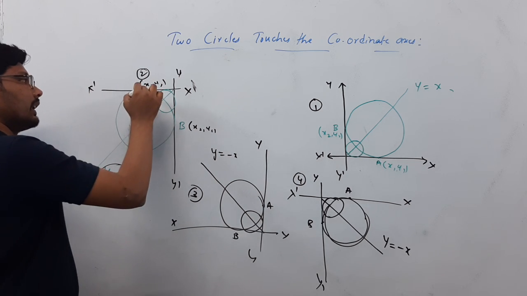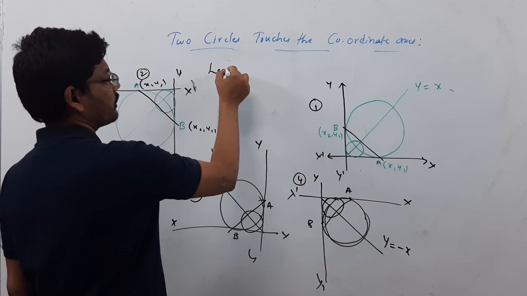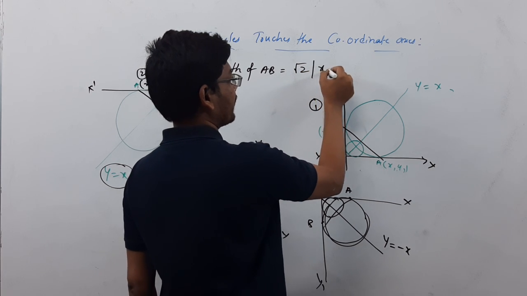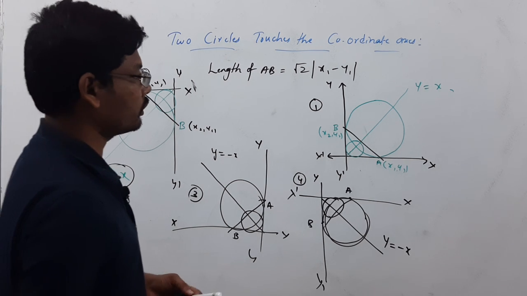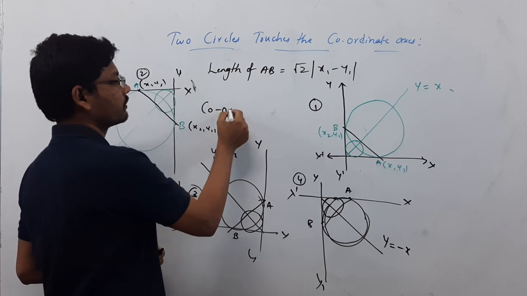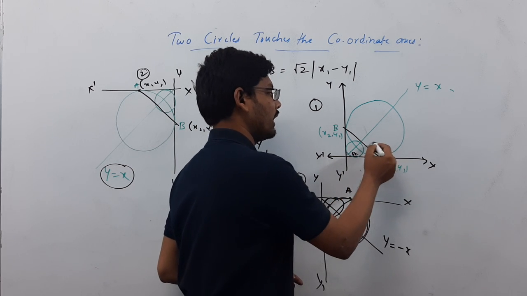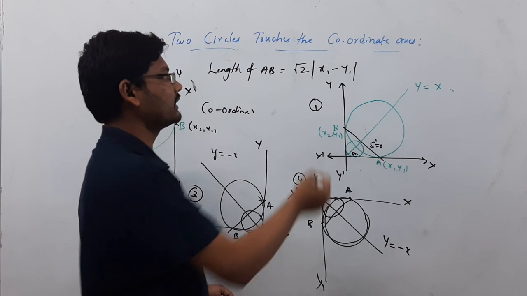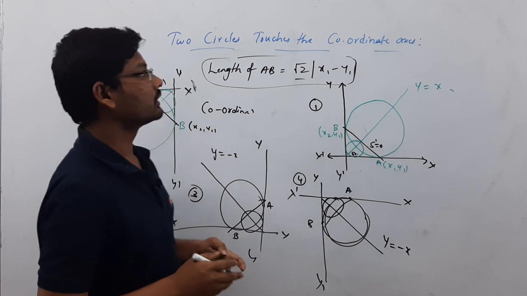In these 4 cases, the length of AB is root 2 into modulus of x1 minus y1. This is the formula for the length of AB, the length between points A and B on the coordinate axes. These are the 4 cases of 2 circles touching the coordinate axes. Here there is a system of 2 circles, S equals 0 and S dash equals 0. In each case 2 circles are there, and the length of AB is root 2 into modulus of x1 minus y1. This is all about the system of circles.